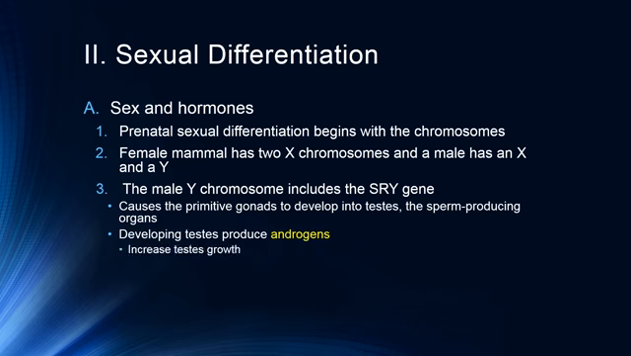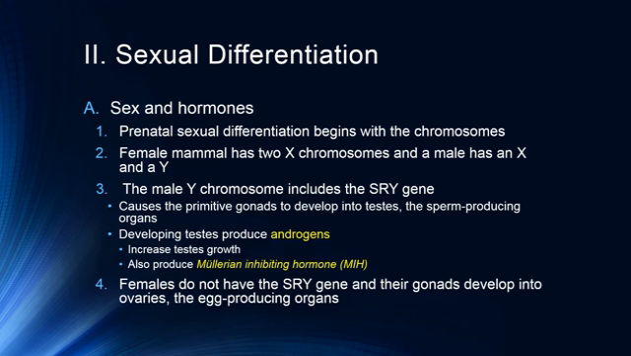These developing testes then produce androgens. These increase testicular growth. They also produce Mullerian inhibiting hormone, which is going to be important because we want to inhibit the growth of the Mullerian ducts and promote the Wolffian ducts. Females do not have the SRY gene, and their gonads develop into ovaries, the egg-producing organs. So in the absence of the SRY gene or in the absence of androgens, a fetus will develop as female.